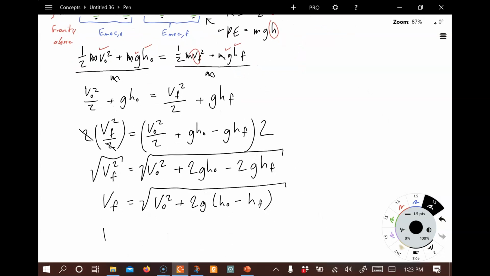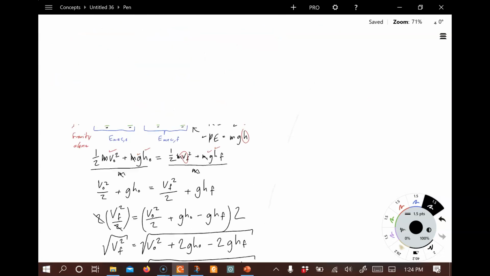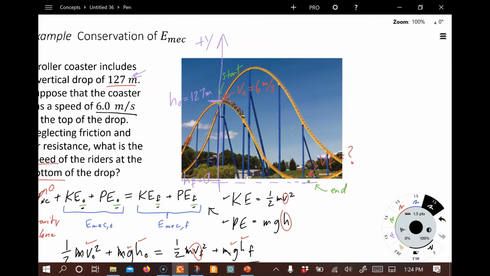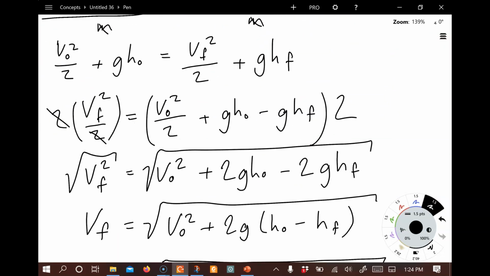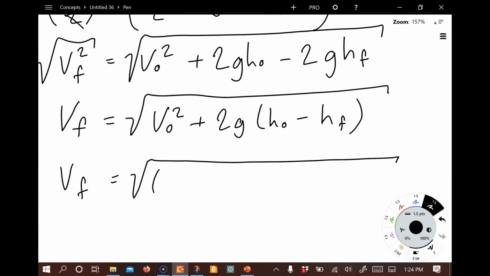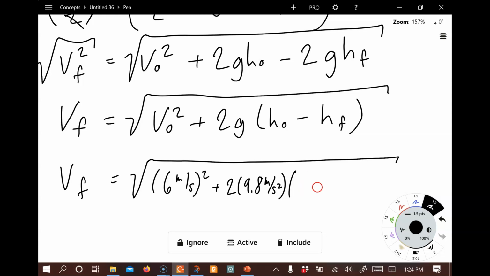Now we just need to plug in our values, and we'll solve for v final. For v initial, we see that was equal to 6 meters per second, h initial is 127 meters, and the final height is 0. So we've got 6 meters per second squared plus 2 times 9.8 meters per second squared times a 0 minus a, sorry, I got this backwards. I was going to get a negative number. That would have been wrong. We start up at 127 meters, and then final is 0. And we're going to get a positive number inside the root.